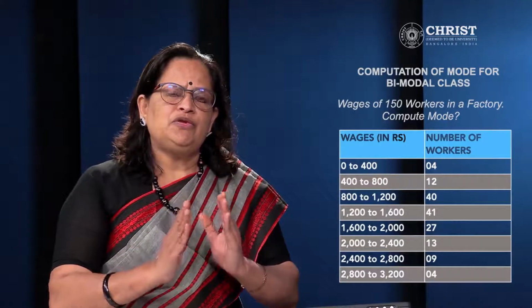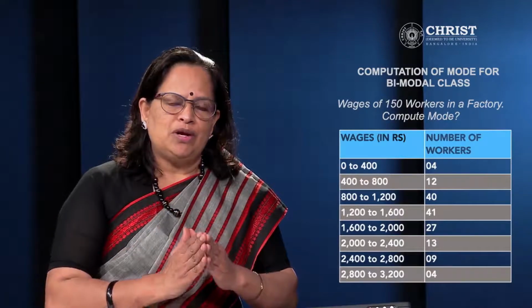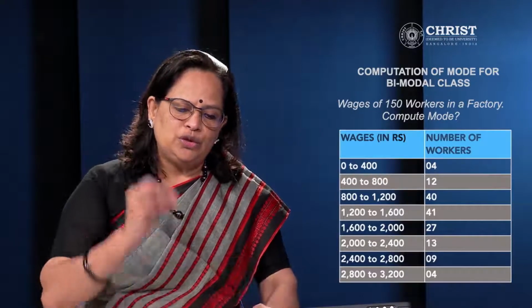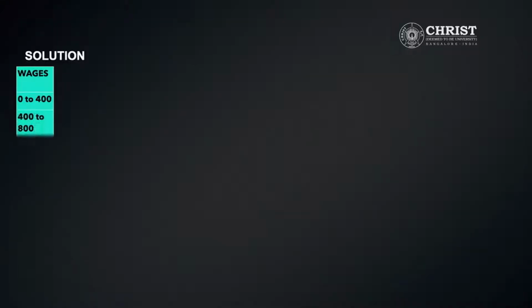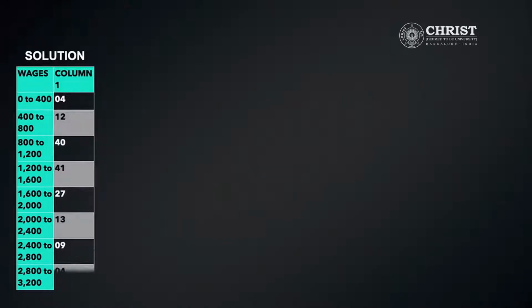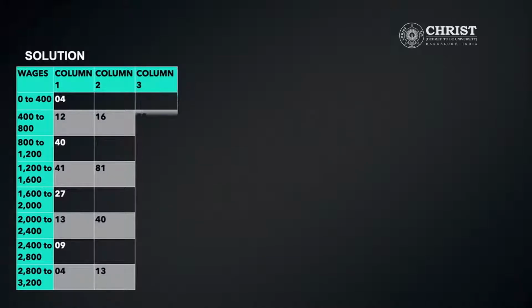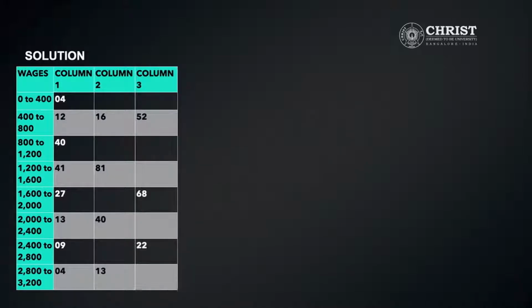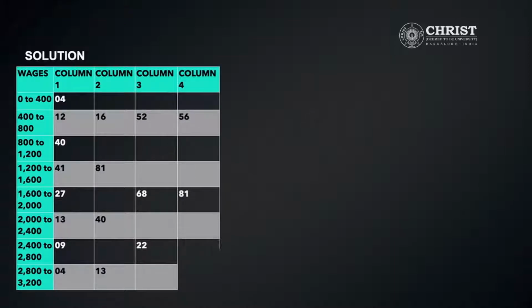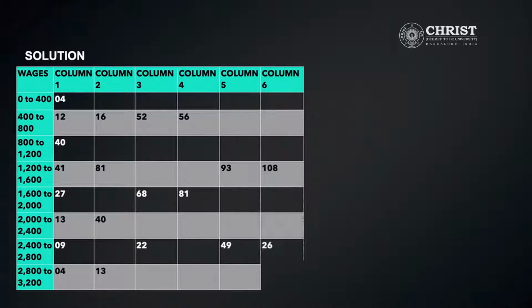Now, we have to find the grouping table and analysis table to see whether it's a unimodal class or a bimodal class. When you do the grouping table, in the first column we will write the frequency values itself. Second column, we will add frequencies two each. Column 3, we will leave the first frequency, then add two each. Column number 4, add the first three frequencies. Column number 5, leave the first frequency and add three each. Column number 6, leave the first two frequencies and add three each. You can see the values also here.